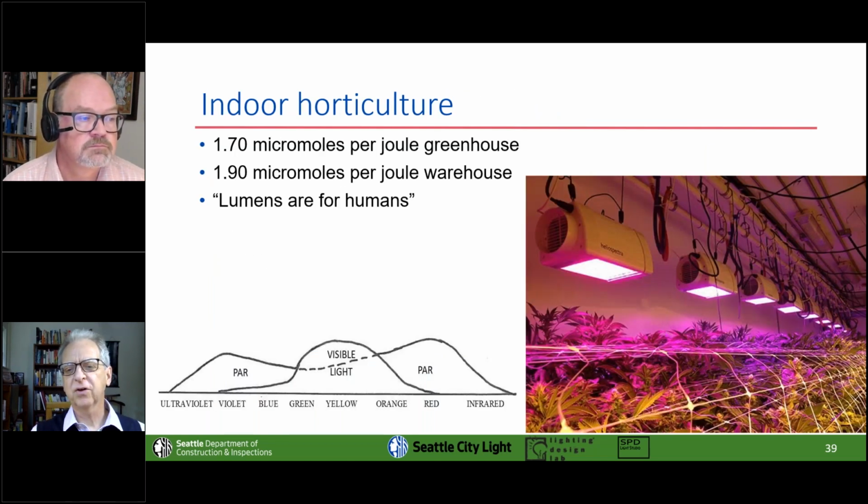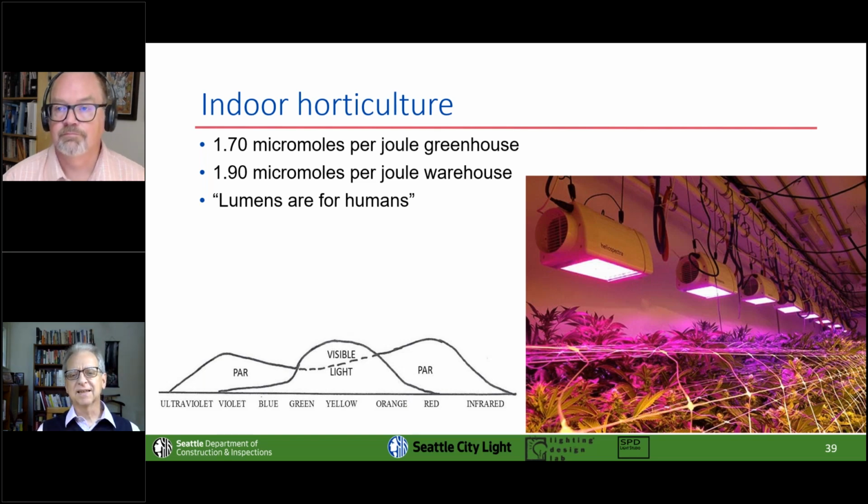As Shaun was just referring to, in my little diagram at the bottom there, that lump in the middle is what we call light, and what we see, and it's what lumens are, some aggregate of the area under that middle curve. But the bimodal curve you see running behind it is what plants see, and they really like this infrared and ultraviolet light.